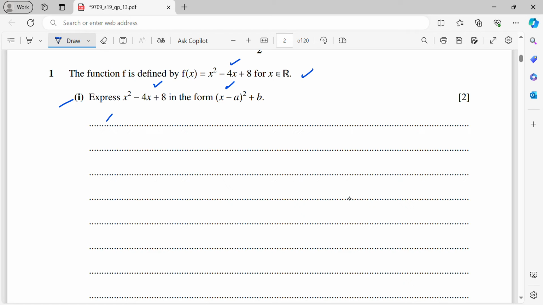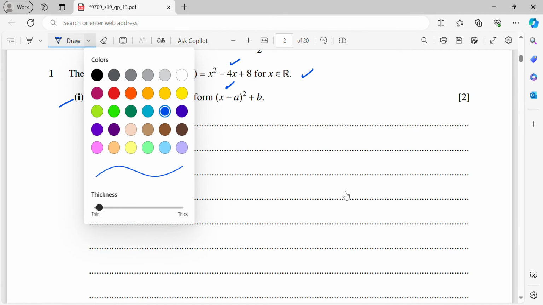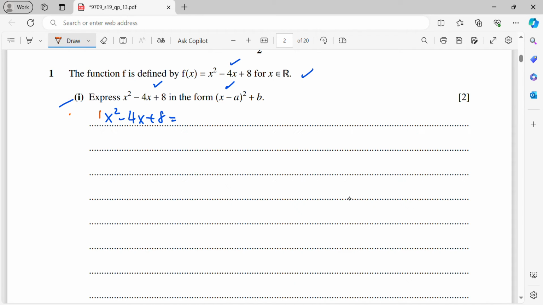Here I will write x squared minus 4x plus 8 equals. Now for the completing the square method, the condition is the coefficient of x squared must be positive 1. Therefore, I will rewrite the first two terms, and then add the square of a bracket and minus the square of another bracket, then plus 8. The term inside the brackets is half of the coefficient of x. The coefficient of x is minus 4, therefore it will be minus 4 divided by 2 for both brackets.